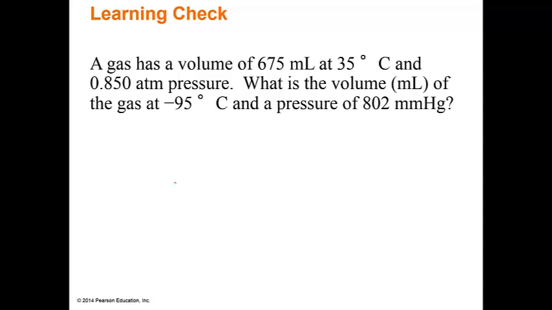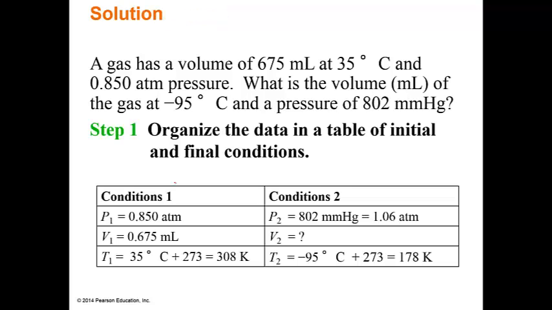But since we know 1 atmosphere equals 760 millimeters of mercury, conversion is pretty easy, okay? And it says, what is the volume in milliliters? So we know that's constant, all right? So first step, organize. Write down the data that we have. Do our conversions where we can.